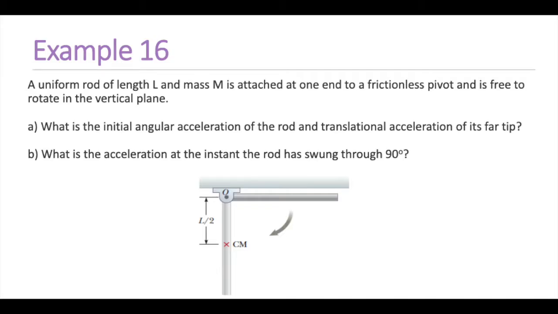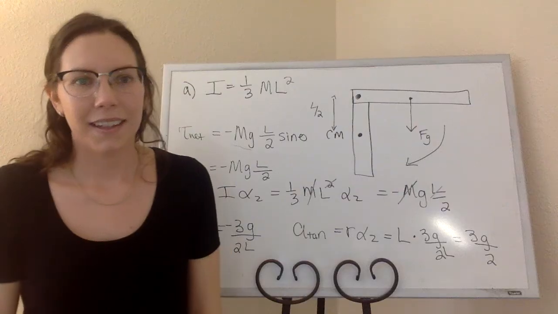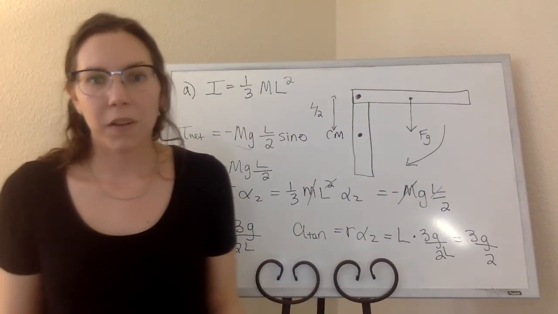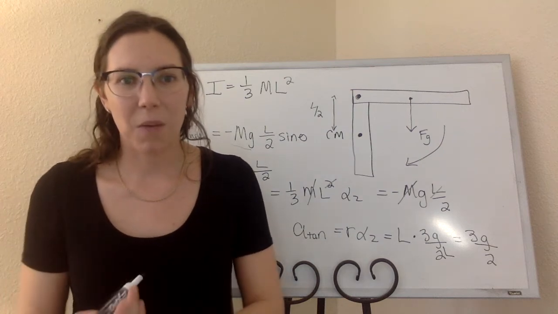Okay, next example. A uniform rod of length L and mass M is attached at one end to a frictionless pivot and is free to rotate in the vertical plane. A, what is the initial angular acceleration of the rod and translational acceleration of its far tip? What is the acceleration at the instant the rod has swung through 90 degrees? Okay, so in this question, we're looking at a thin rod that's rotated about one end.